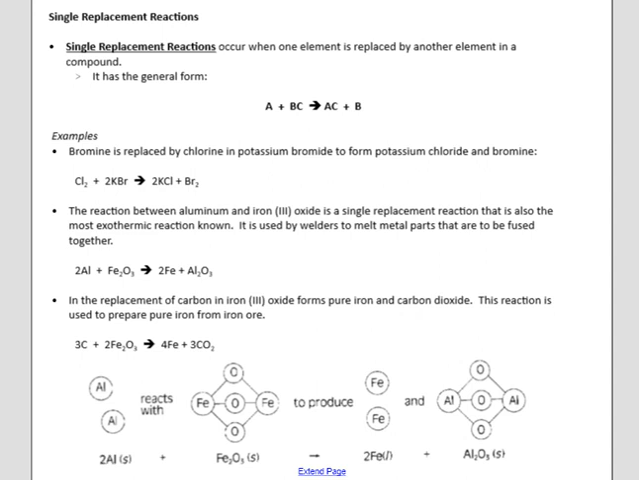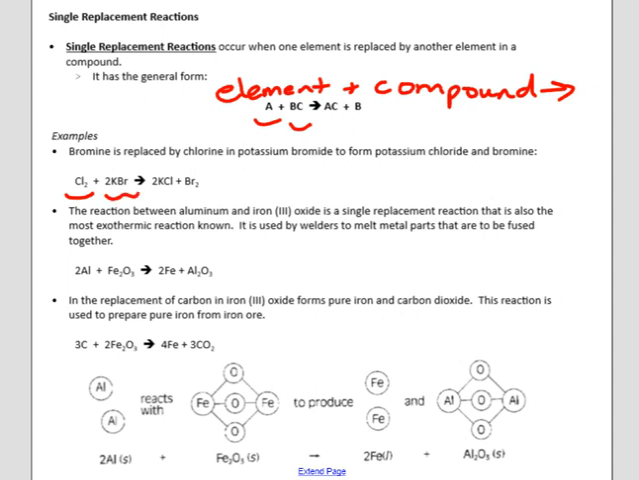Another type of reaction is the single replacement reaction. In the single replacement reaction, you'll find that you have one small thing and a compound. Typically, you will see the formula of an element plus a compound reacts. Look at this example. Chlorine is an element. I recognize it as an element. It has a single name. Potassium bromide is a compound. So we have an element and a compound.